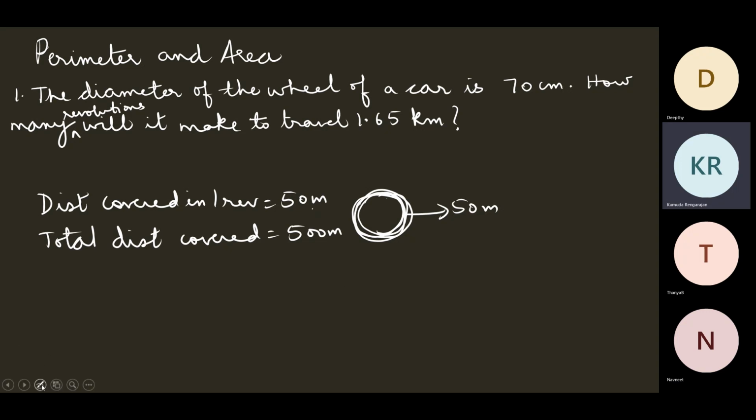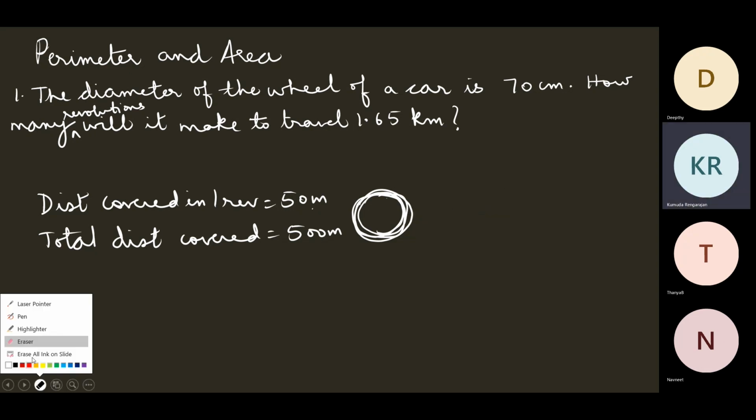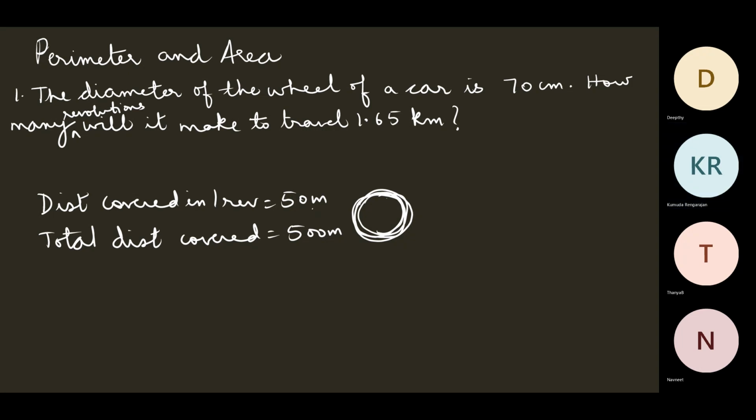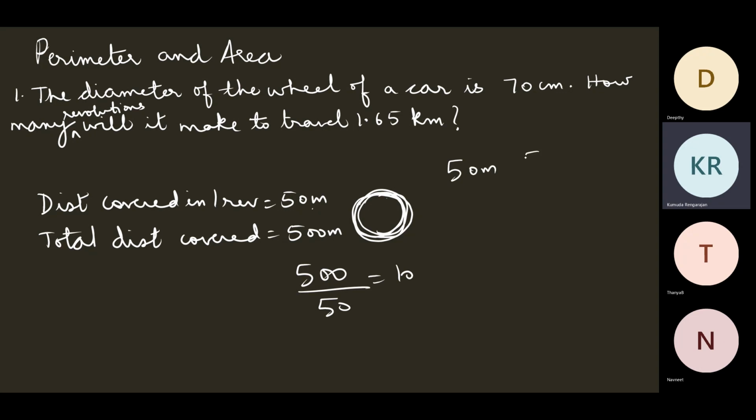Okay, very good. So in one revolution, the wheel or the bangle is able to cover a distance of 50 meters. So it needs to go 10 revolutions to cover a distance of 500 meters, which is nothing but 500 by 50, 10 revolutions. In one revolution, 50 meters. Two revolutions, another 50 meters. Third revolution, another 50 meters. Like this, it has to go 10 revolutions to cover 500 meters.